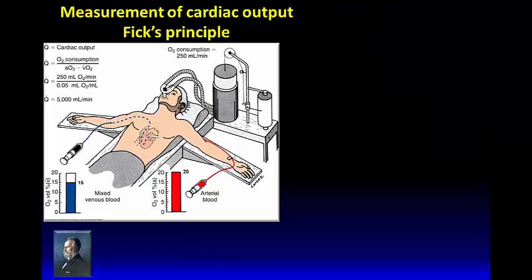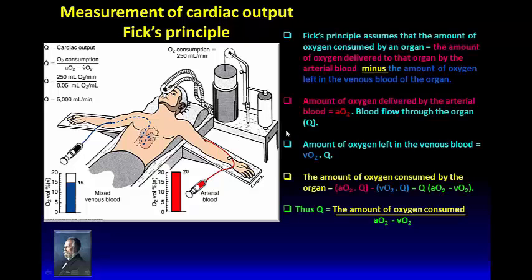Another way for measuring the cardiac output is to use Fick's principle. Fick's principle assumes that the amount of oxygen which is consumed by a particular organ is equivalent to the amount of oxygen delivered to that organ by the arterial blood minus the amount of oxygen which is left in the venous blood which leaves the organ. The amount of the oxygen which is delivered to the organ by the arterial blood is equivalent to the oxygen content of the arterial blood multiplied by blood flow through the organ.